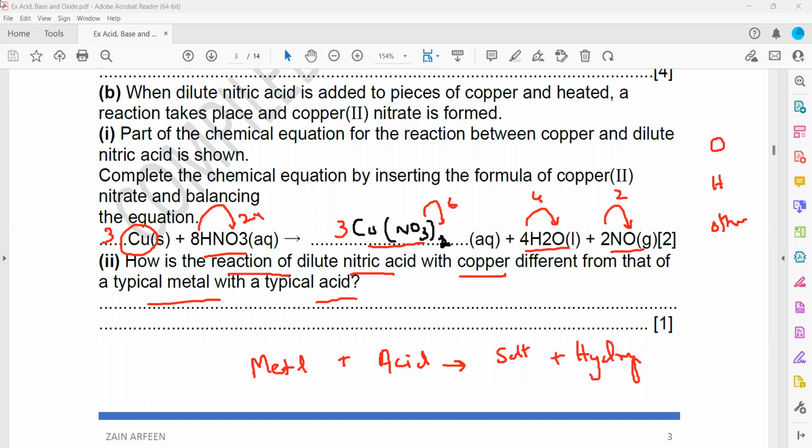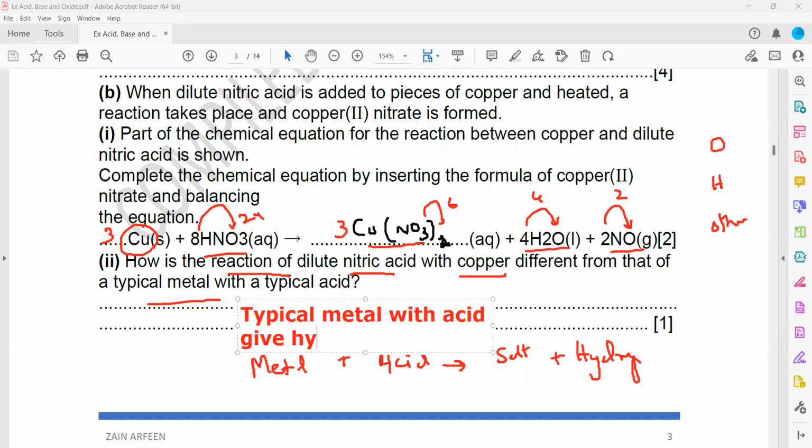So how is this reaction of nitric acid with copper different from a typical metal? The typical metals with acid give hydrogen. But here this is not giving hydrogen gas.